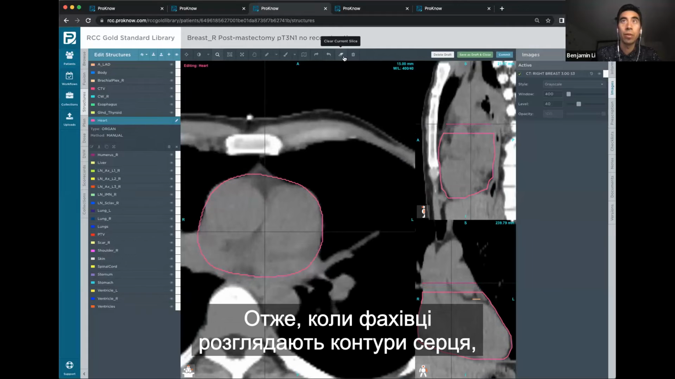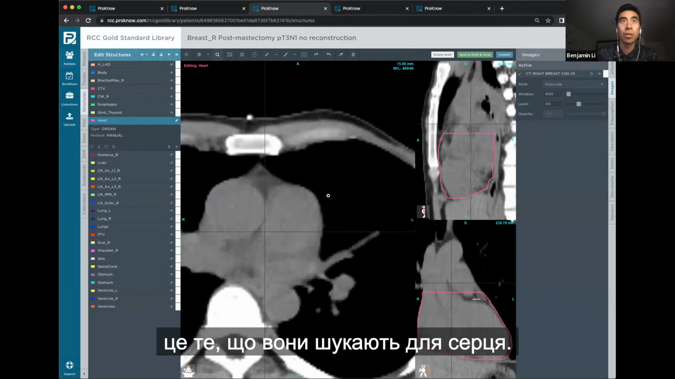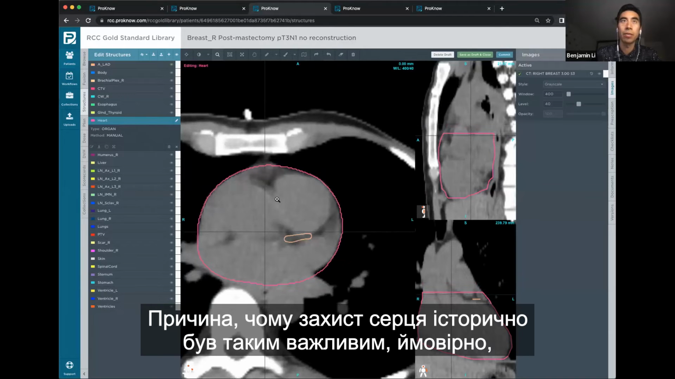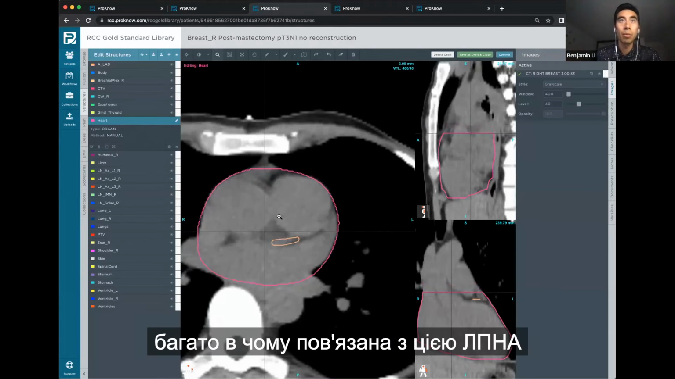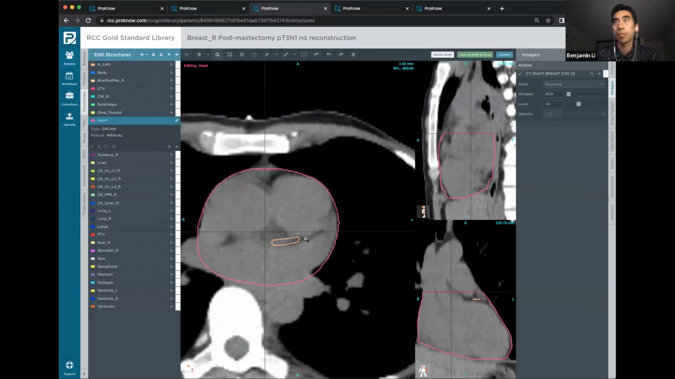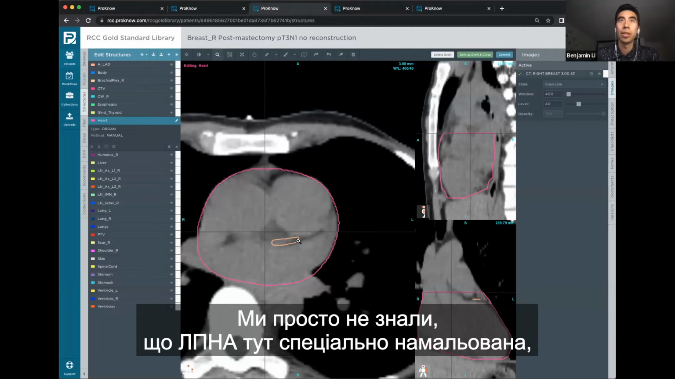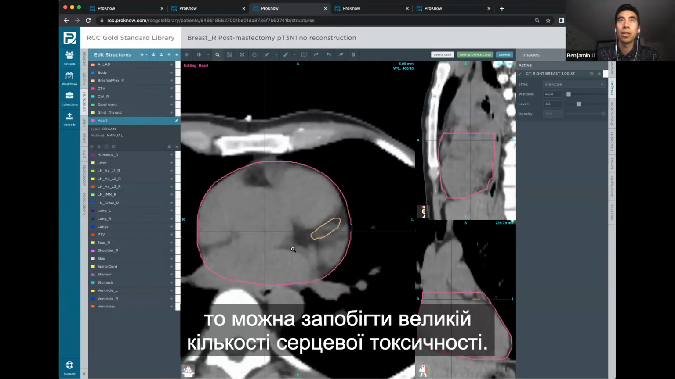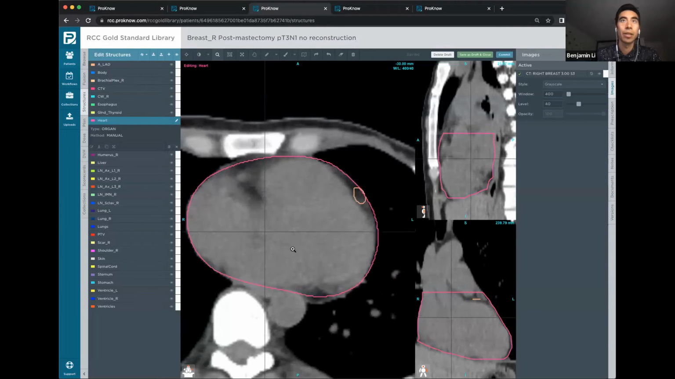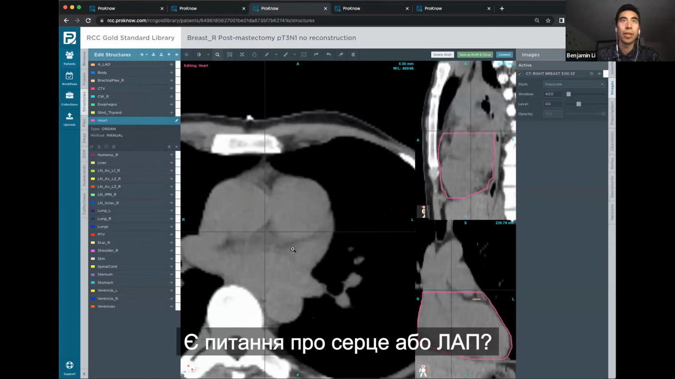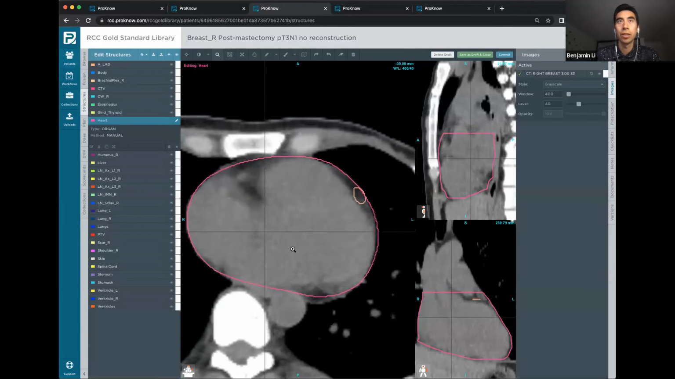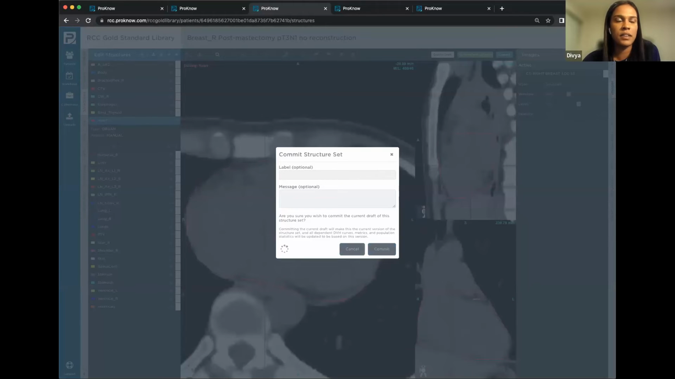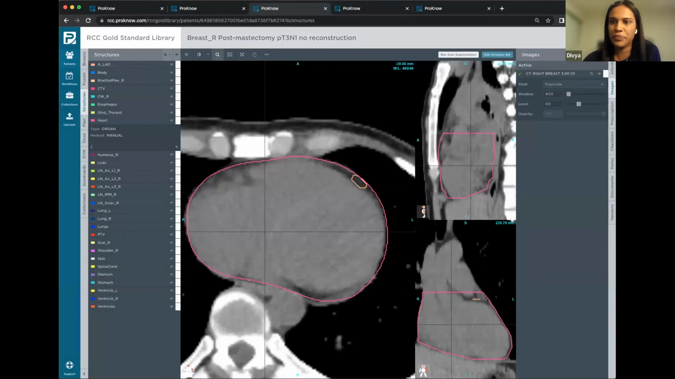So when experts are reviewing heart contours, this is what they're looking for. The reason that protecting the heart historically has been so important probably is a lot related to this LAD. We just didn't know that the LAD was specifically drawn here. We weren't contouring it, but if you spare the LAD, you prevent a lot of heart toxicity. So any questions about heart or LAD? Then there's a couple of questions in the chat about LAD, what it stands for and a bit about it.